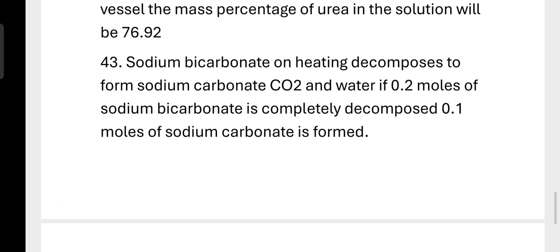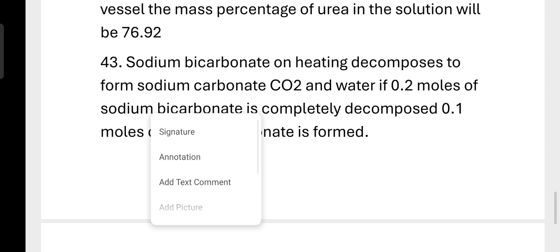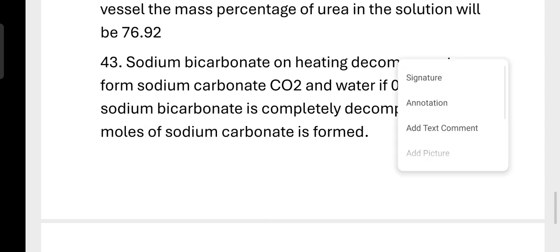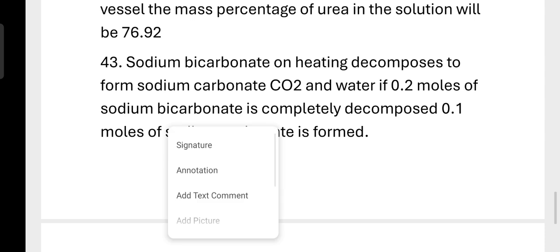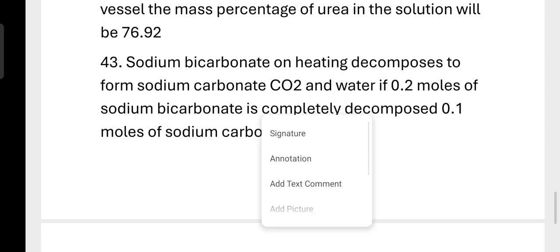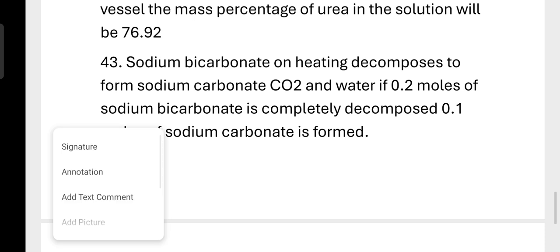Sodium bicarbonate on heating decomposes to form sodium carbonate, CO2 and water. If 0.2 moles of sodium bicarbonate is completely decomposed, 0.1 moles of sodium carbonate is formed.